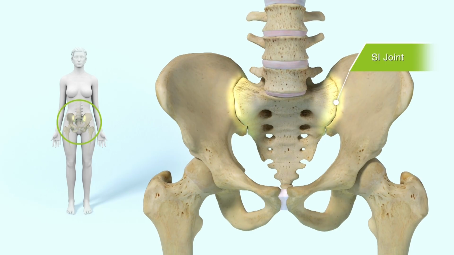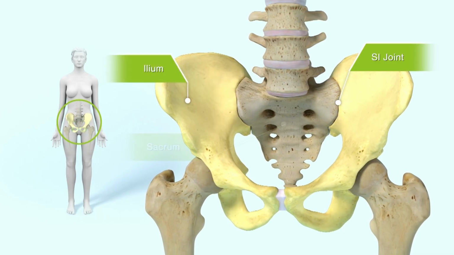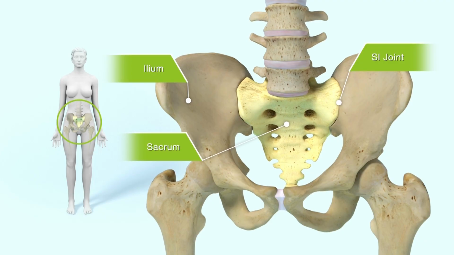The SI joint is the joint that links the pelvis and ilium to the sacrum, which is the lowest part of the lumbar spine. Unlike other joints, this joint is not typically mobile. SI joint pain is caused by typical degeneration of the SI joint. It could also be trauma-related or arthritis of the joint. Any and all of these can cause SI joint pain.